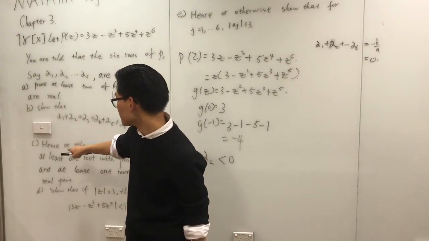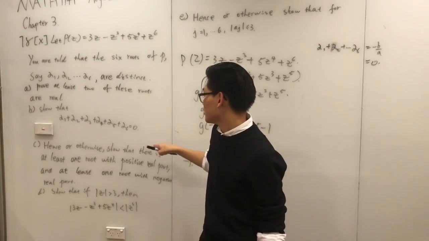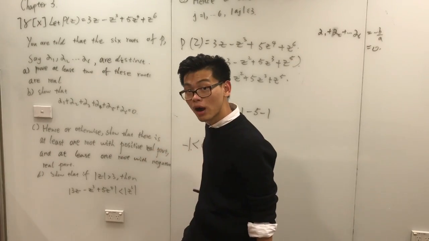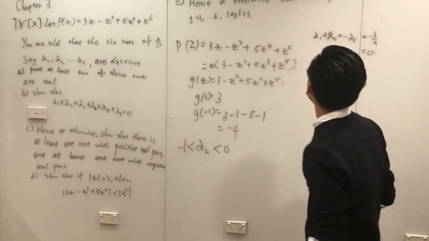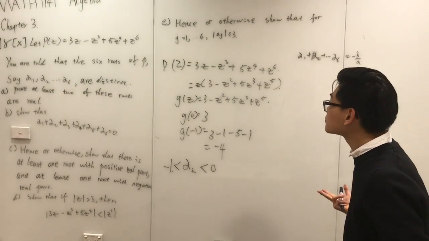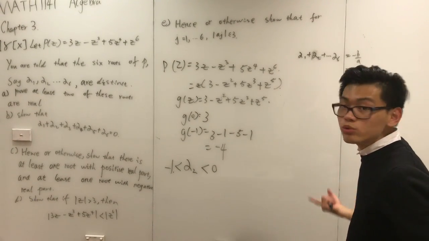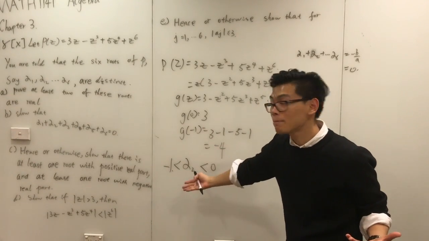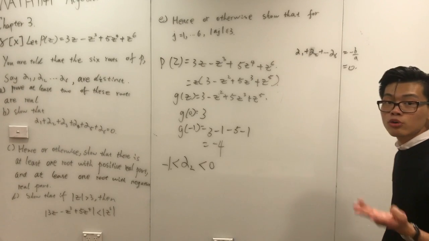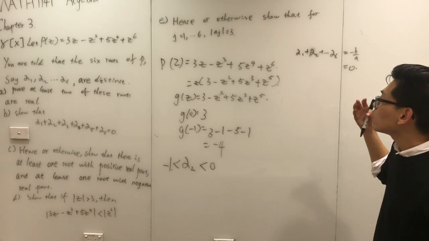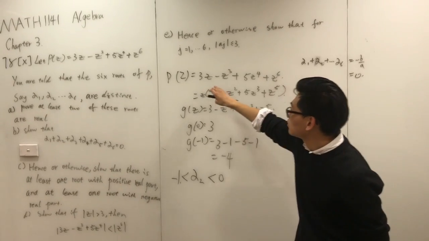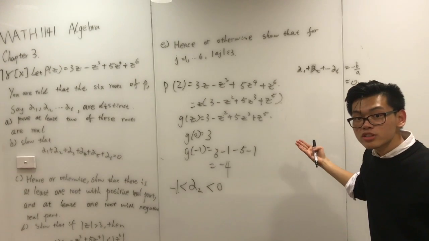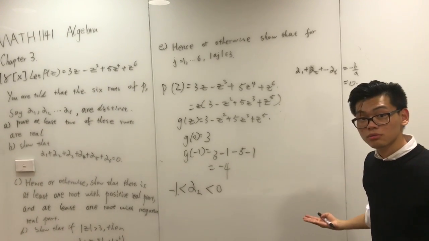And part C: hence or otherwise, show that there is at least one root with positive real part and another root with negative real part. This part is interesting. We do know there are 2 real roots. One is 0 and one is between 0 and negative 1. So we have another 4 roots. But we also know the coefficients of this P(z) equation are real, which means if they have complex roots, they have to be conjugates of each other.